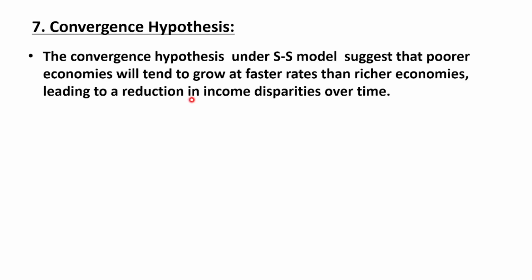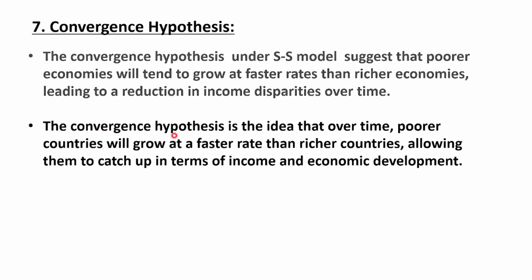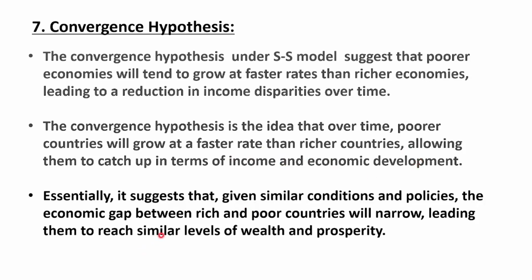So under the SS model, the convergence hypothesis suggests that poorer economies will tend to grow at a faster rate than the richer economies, leading to a reduction in income disparities over time. The convergence hypothesis is the idea that over time, poorer countries will grow at a faster rate than richer countries, allowing them to catch up in terms of income and economic development. Essentially, it suggests that given similar conditions and policies, the economic gap between rich and poor countries will narrow, leading them to reach similar levels of wealth and prosperity.